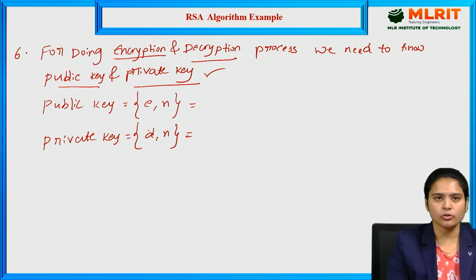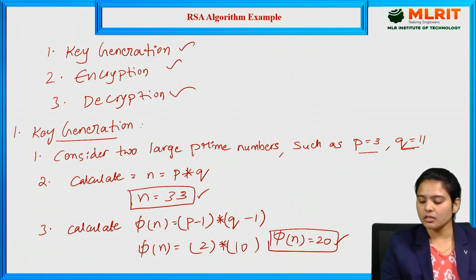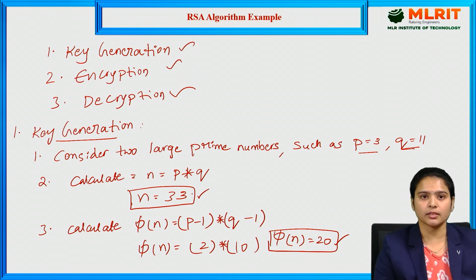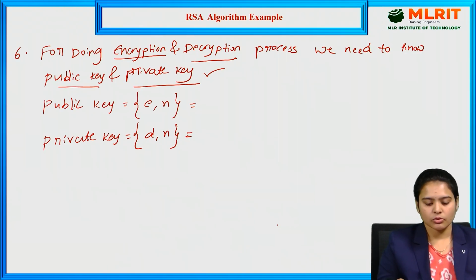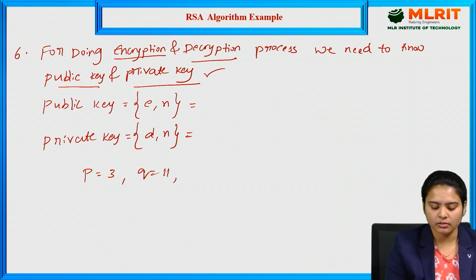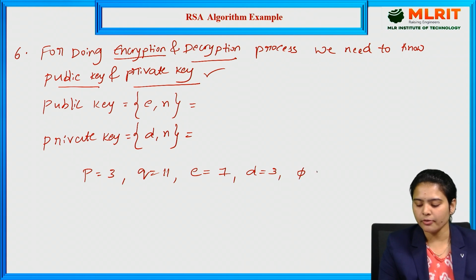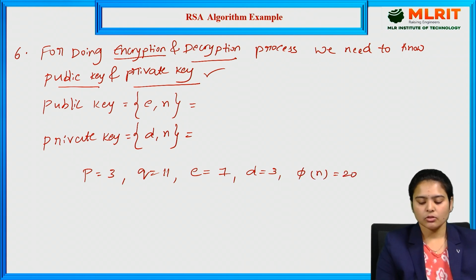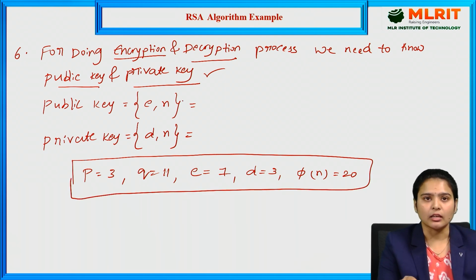To know these values, we go to the previous slide. P equals 3, Q equals 11, N equals 33, phi of N equals 20, and E equals 7 and D equals 3. So write down here, P equals 3, Q equals 11, E equals 7, D equals 3, phi of N equals 20. So all the values we have got. Now the public key formula is E comma N and the private key is D comma N.